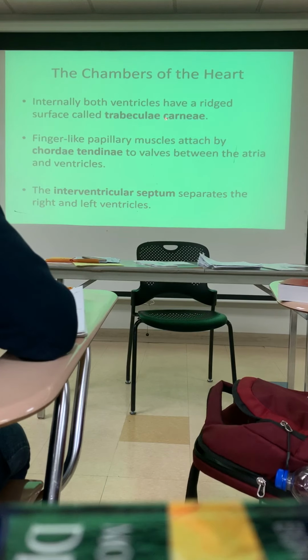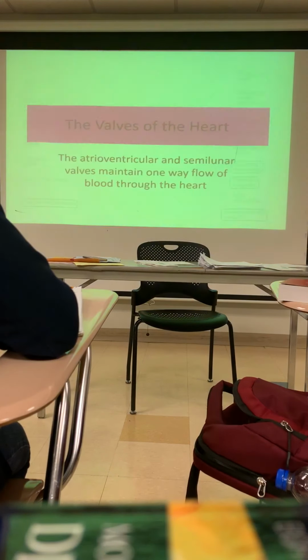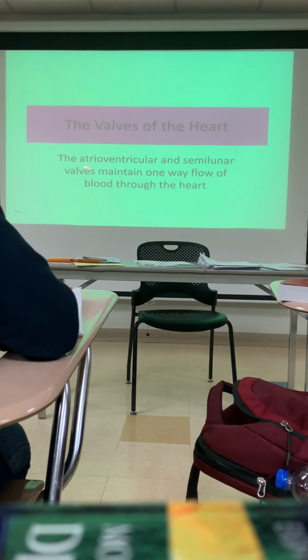I said to you, what are trabeculae carneae? Ridges on both ventricles. What are chordae tendineae? Those fibers hanging, between the atria and ventricles. What is the interventricular septum? That's the wall separating the two ventricles, left and right. Okay? Valves of the heart: you have two AV valves, tricuspid and bicuspid. Similar valves: the pulmonary valve and the aortic valve.